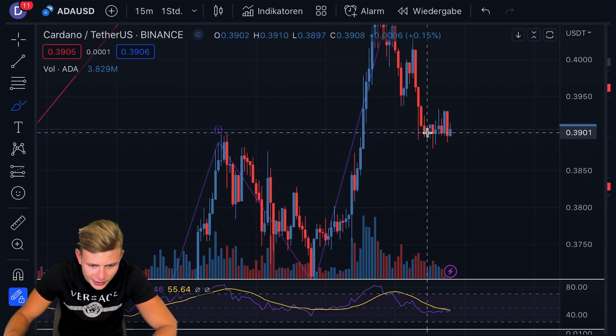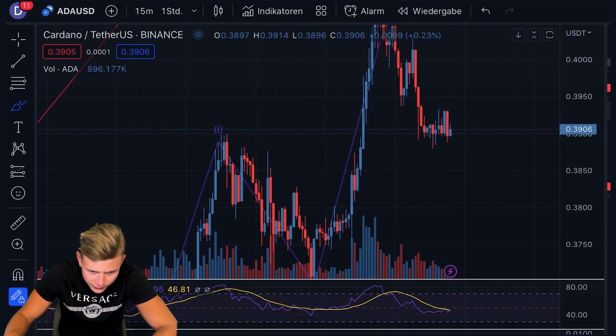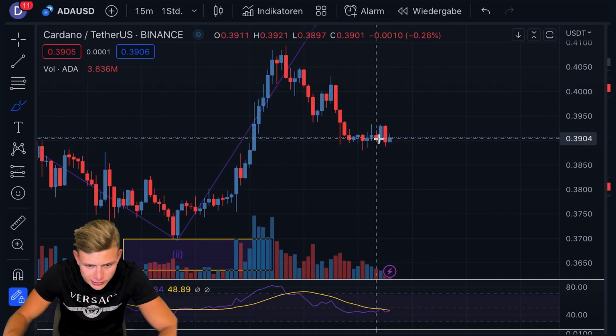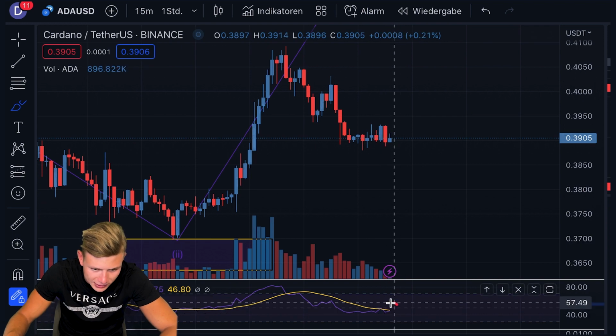But since until now we just moved down correctively, if we are not making a lower low, that's why I opened another long position pretty much here at the 39 US dollar cent level, approximately this 39 US dollar cent level. And I expect a bounce here.